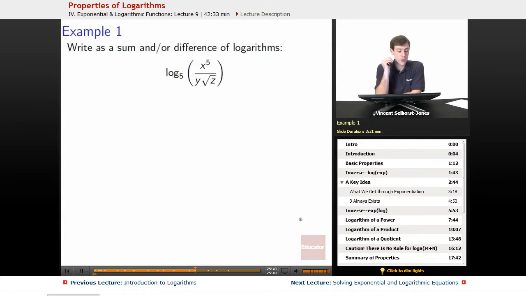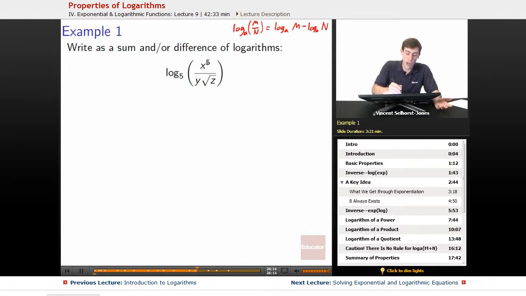All right, first one, write as a sum and or difference of logarithms, our first example here. So we're working with base 5, but that doesn't affect how any of our properties work. So remember, if we have log of m over n for any base a, then that's equal to log_a m minus log_a n. So same log base on both, and it splits into subtraction.